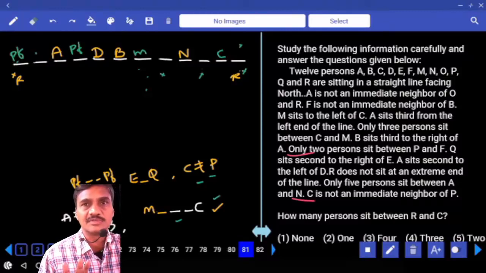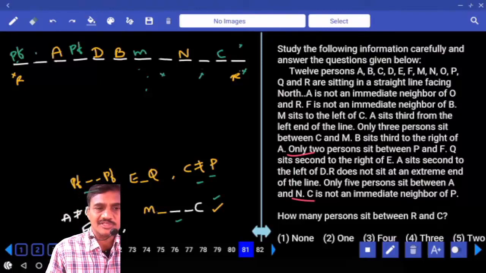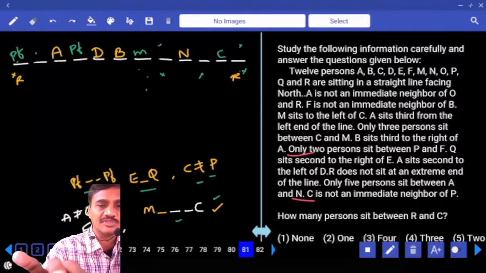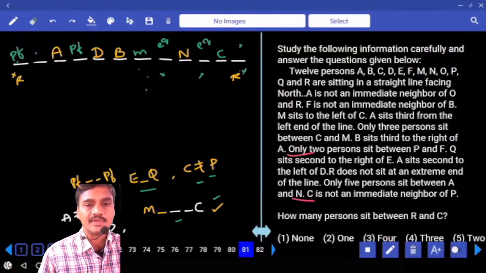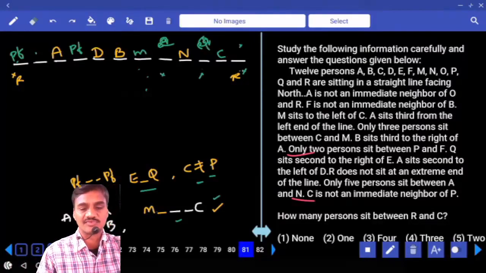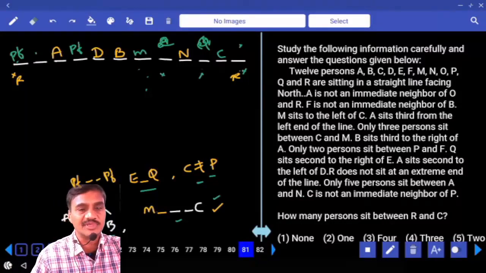Is all the information satisfied? Then what is the other information we have? R cannot be at this place. Now this E and Q. Where can we fix this E and Q here? E or Q can be in these 2 places. This is one such possibility. It can be like this, E or Q? And E is to the immediate left of Q, so E is here, second to the left of Q. Then if E and Q, C is not an immediate neighbor of P.